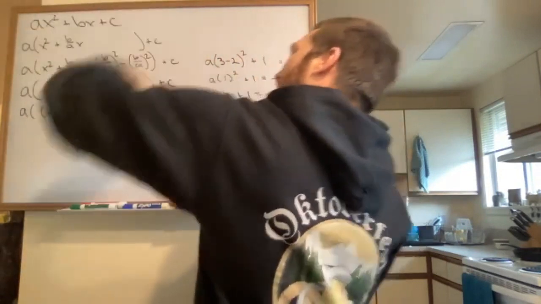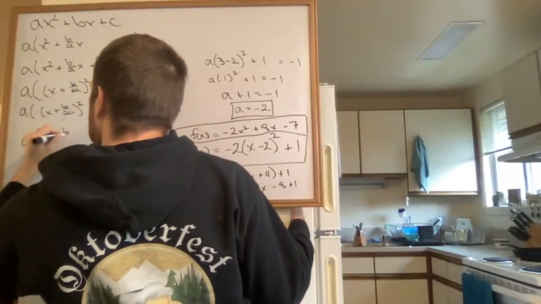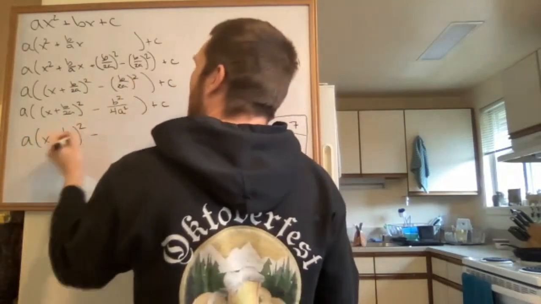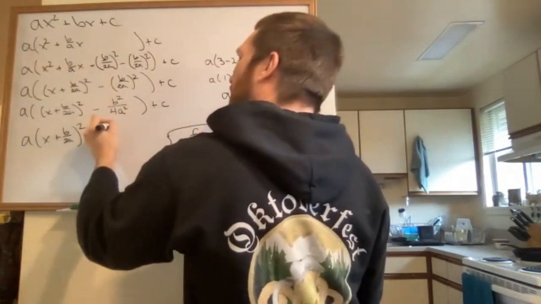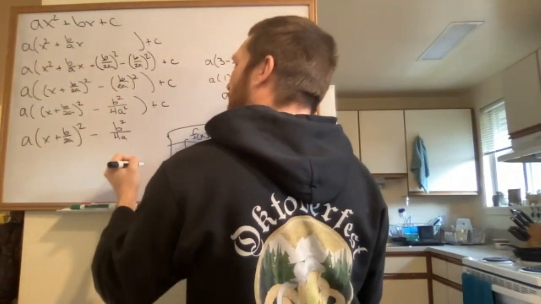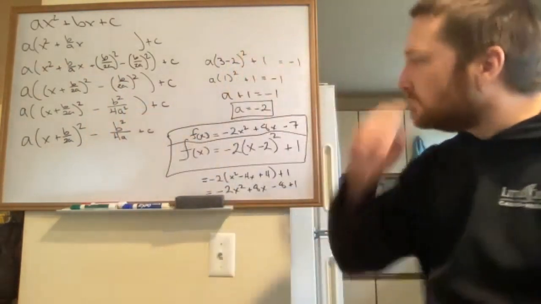Distributing the a back through, we get a times x plus b over 2a, quantity squared, minus, the a comes over and kills one of the a's in the denominator, giving me 4a right there. I distributed the a, so he's gone. There's that right there.